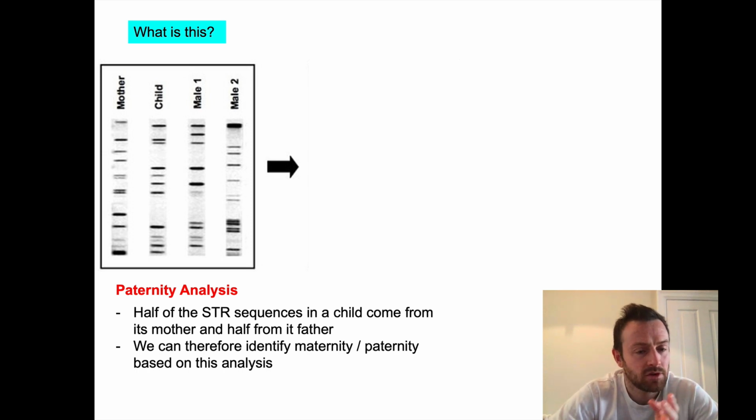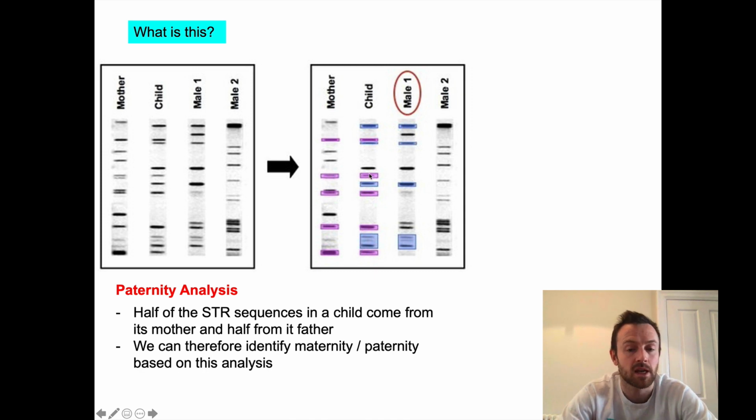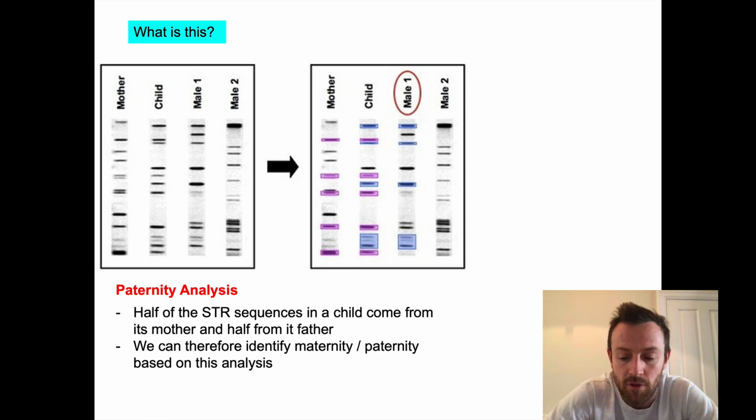So have you figured it out? Have you figured out which man is the father of this child? Hopefully you have. It is male number 1. So what you can see here is the blue bands in the child's DNA profile come from male 1, and these pink bands come from the mother. Remember, 50% of the STR sequences come from the mother and 50% from the father.